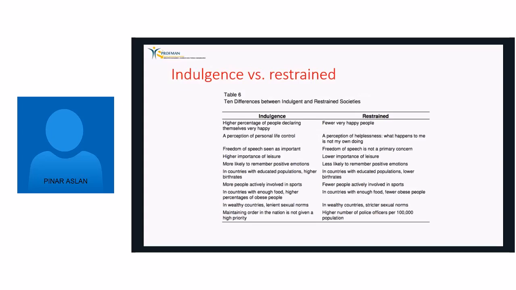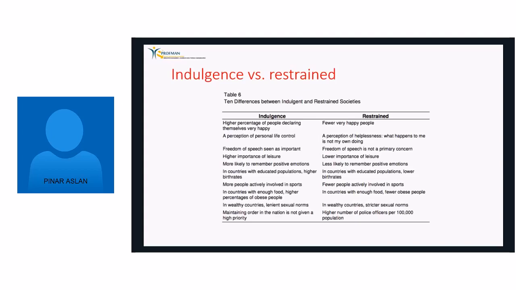Its counterpart is defined as a society that controls gratification of needs and regulates it by means of strict social norms. Indulgent societies believe themselves to be in control of their own life and emotions. Restrained societies believe other factors dictate their life and emotions. And let's have a look at our comparative chart. This is the last comparative chart.